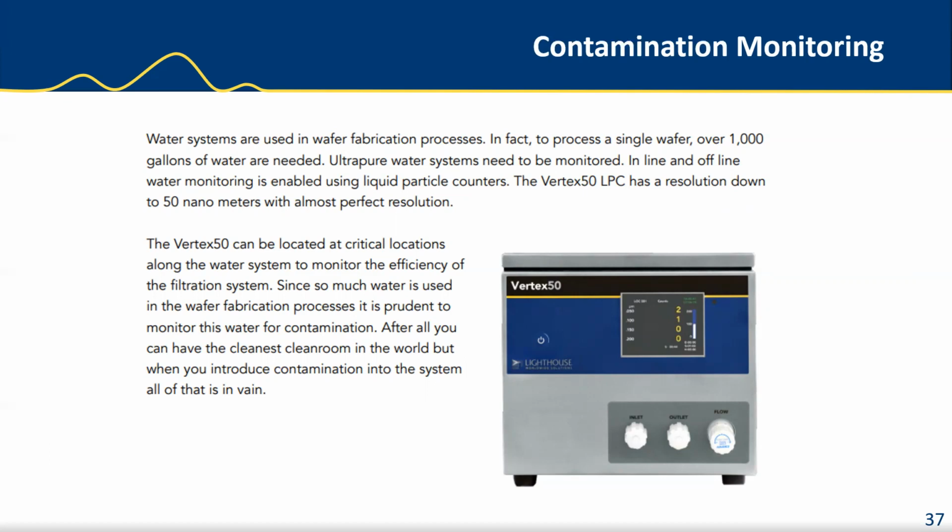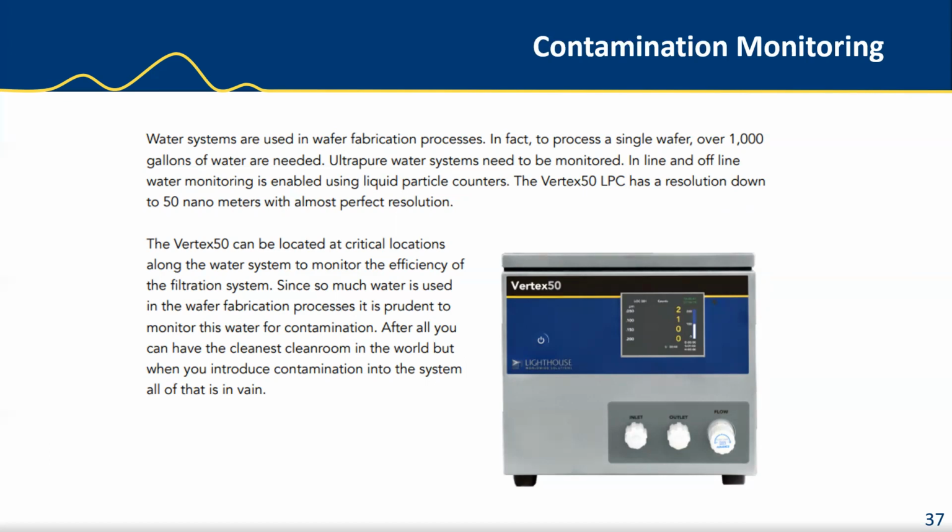When you start to monitor at sub 100 nanometer, the resolution of the liquid counter is extremely important. Some liquid counters at this level have issues with high background noise, and therefore the data may not be as accurate as it can be. With the Vertex 50, the accuracy down to 50 nanometers is the best available, and we're able to prove and validate that.